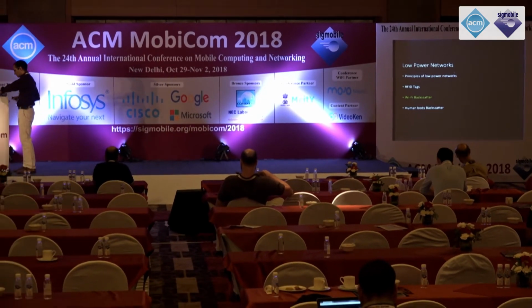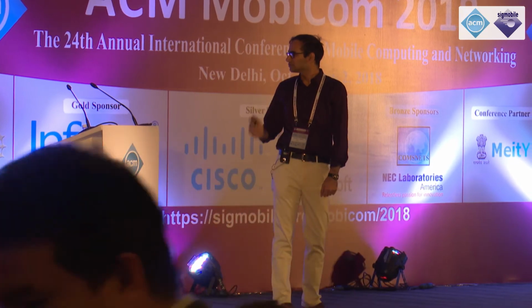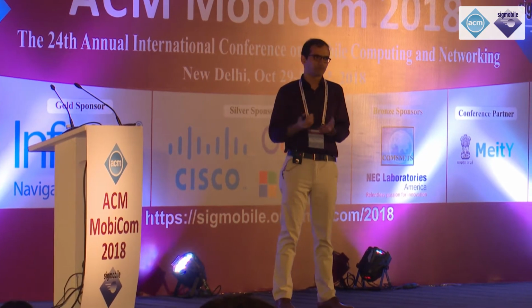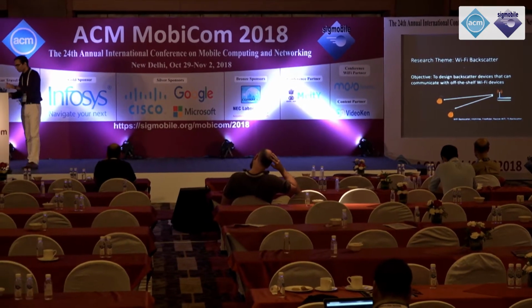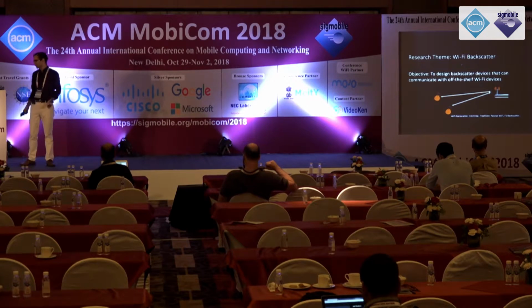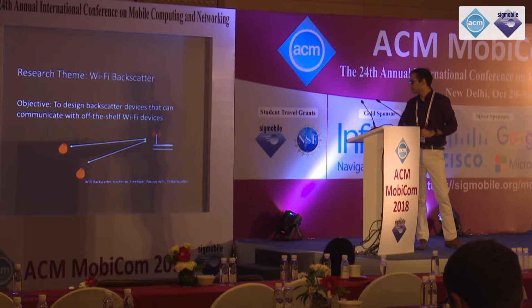And the answer to that is this research space called Wi-Fi Backscatter. So the objective of Wi-Fi Backscatter is very simple. It wants to design backscatter devices that can communicate with off-the-shelf devices. So essentially, I want to design an RFID tag that I can read with my cell phone, and without needing an extra RFID reader in the environment.